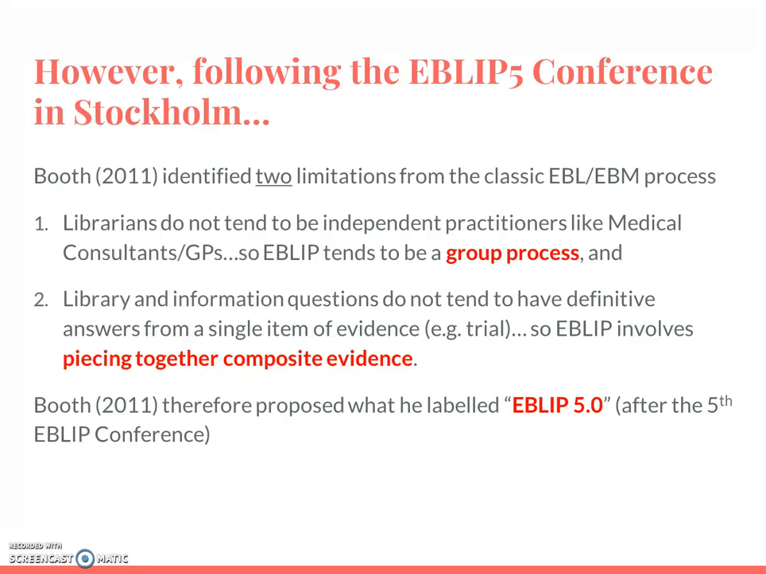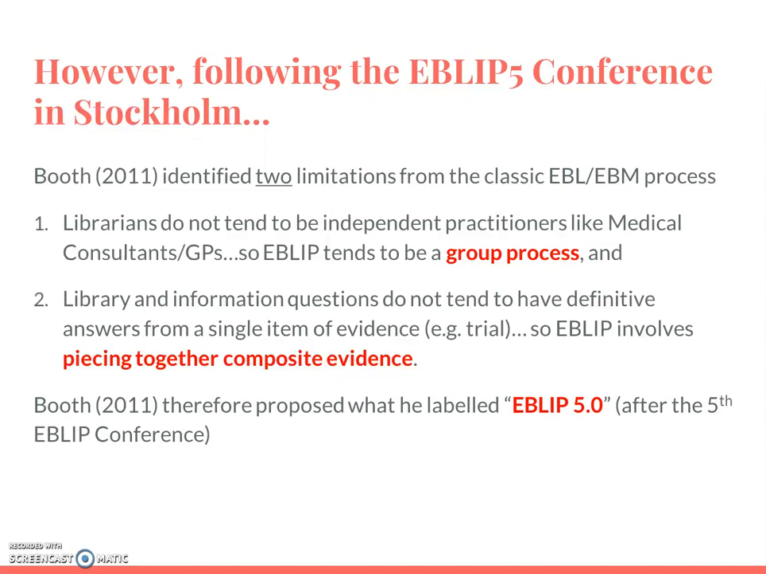Secondly, library and information questions do not have a large evidence base of empirical studies, where, as in medicine, for example, a single randomized controlled trial could provide a relatively definitive answer. So EBLIP involves piecing together evidence from a number of sources, and these sources may only partially cover the question we're trying to address, but taken together they can help to inform our decision.